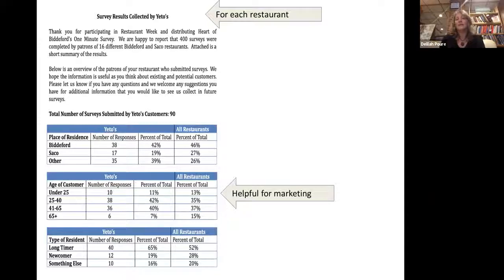And for example, a place called Yeddo's was able to see that of their 90 respondents, 13% of their total were under 25, and I would say about 70% were between 25 and 65. Those are just more numbers that they can see for their marketing decisions, and it also helps them see that it was worth their while to help us facilitate this survey process. And it certainly increases the value of the Main Street program to Yeddo's as well. Right, giving them some free research.